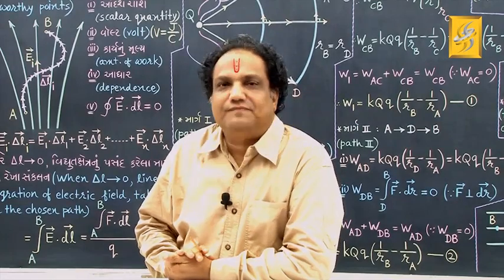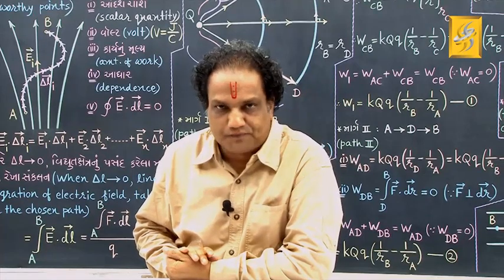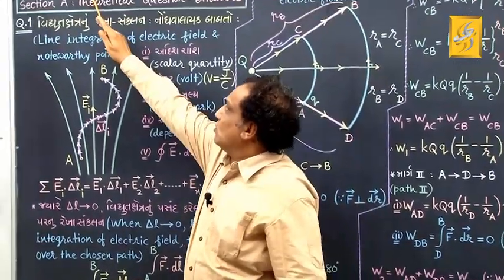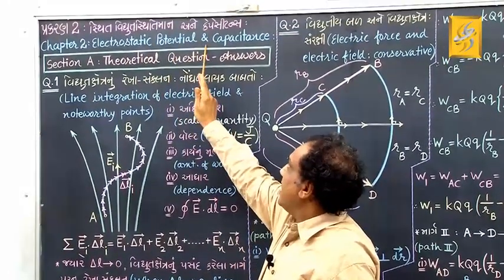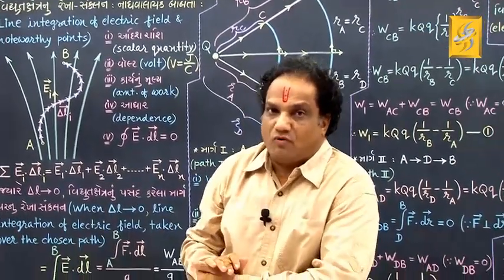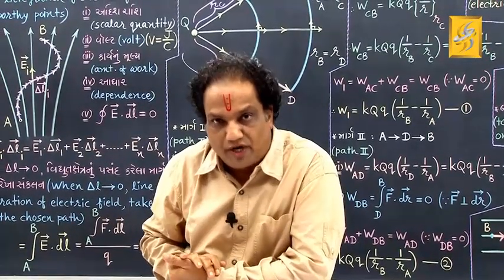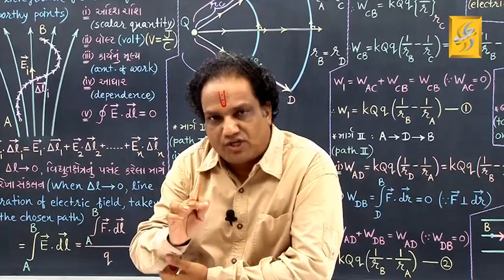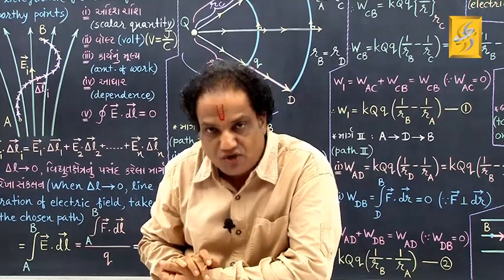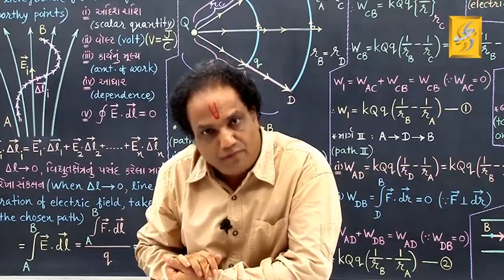Come on, my dears. Today we are going to begin chapter number 2, and the title of chapter number 2 is Electrostatic Potential and Capacitance. My dears, chapter number 1 was a bit long. Similarly, chapter number 2 is also a bit long, and the weightage of marks from each of these two chapters is 15 marks in the final examination. So both the chapters are very, very important.